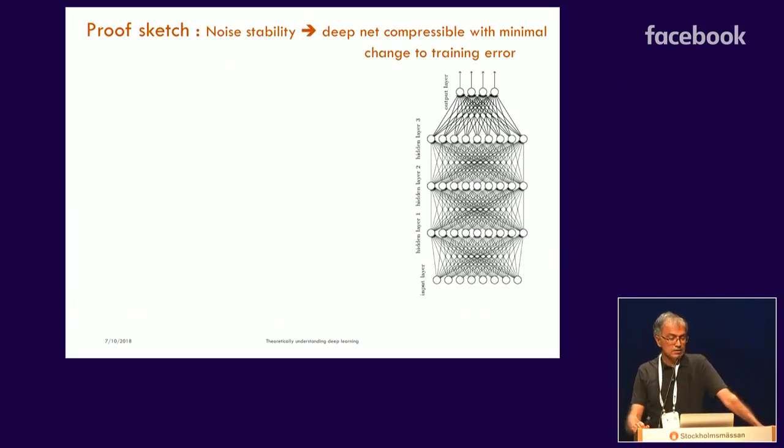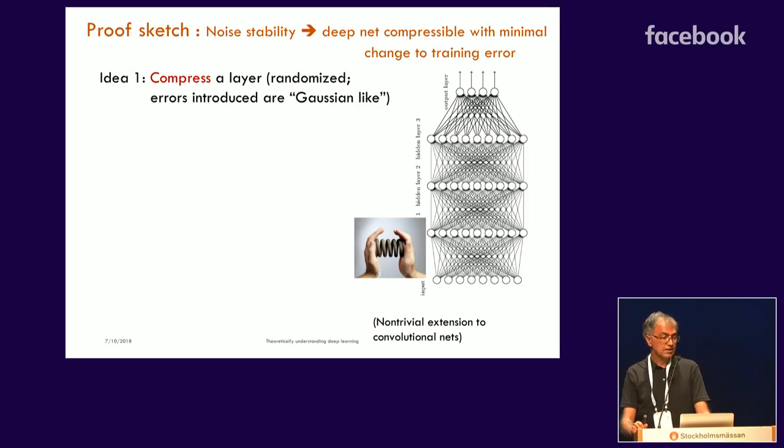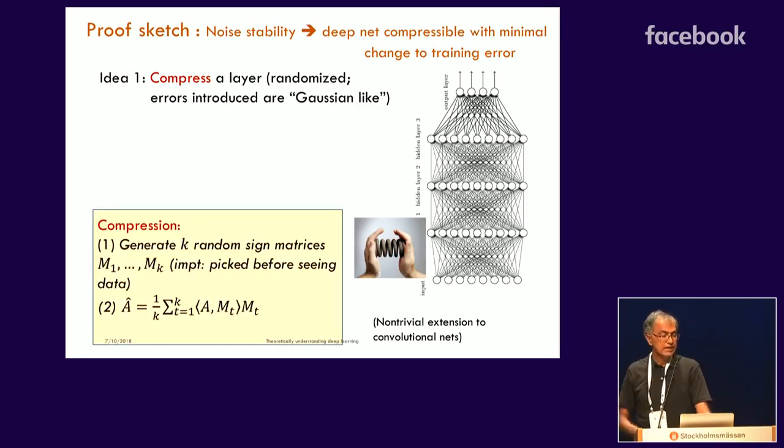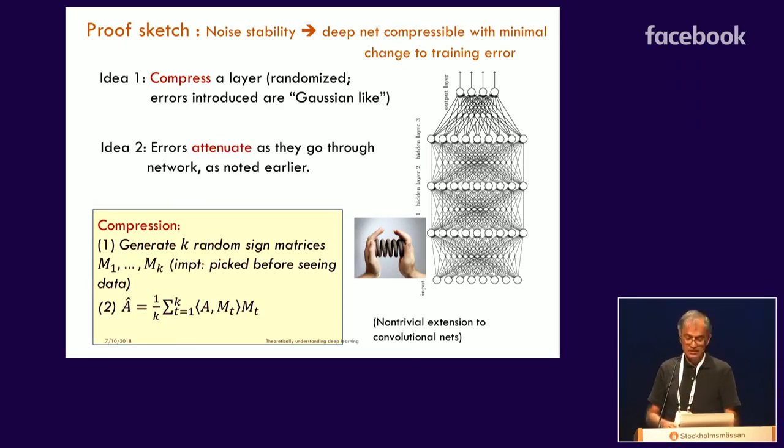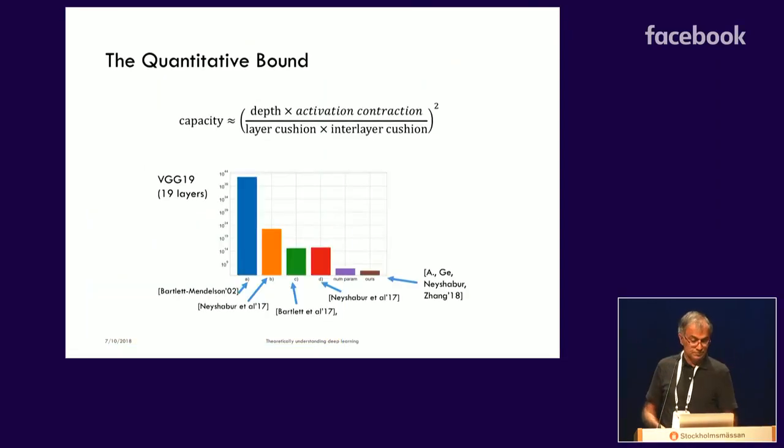So here's a proof sketch. You do this compression of each layer. You take a layer and compress it, and this compression is randomized in such a way that the errors introduced by the compression, because you're changing the layer, are Gaussian-like. Specifically, the compression method is some linear algebraic method where you take k random sign matrices, m1 through mk, like a random linear projection, and you take the projection of the layer matrix onto these. There's also an extension to convolutional nets.